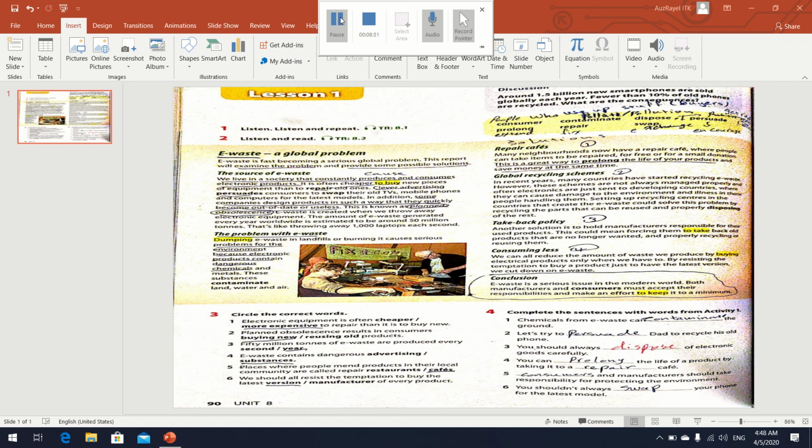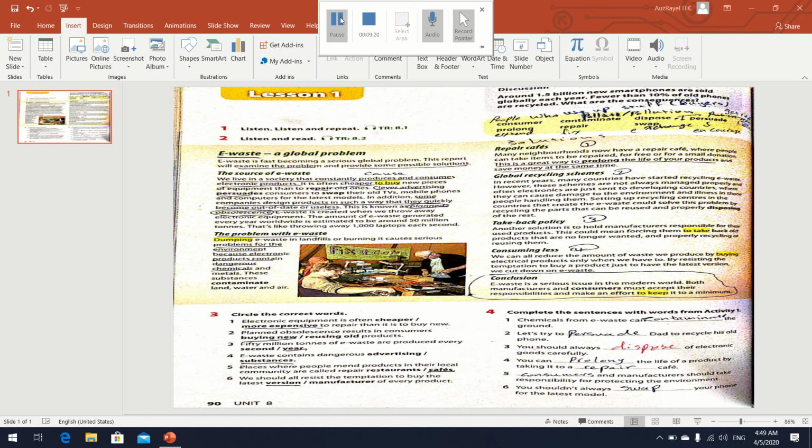repair cafe? It is a place where people take their things in order to repair them, okay, for free or for small donation. Means to give money for, let's say, no specific reason, but to help others. This is the meaning of donation. Okay, this is a great way to prolong the life of your products and save money at the same time.